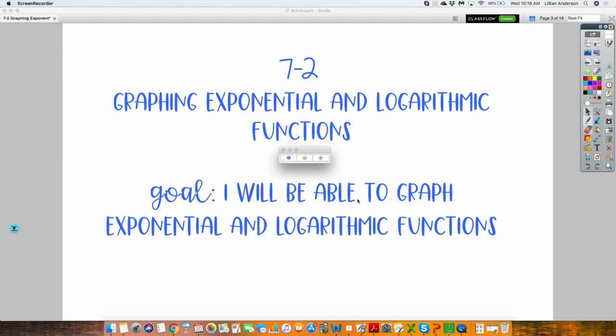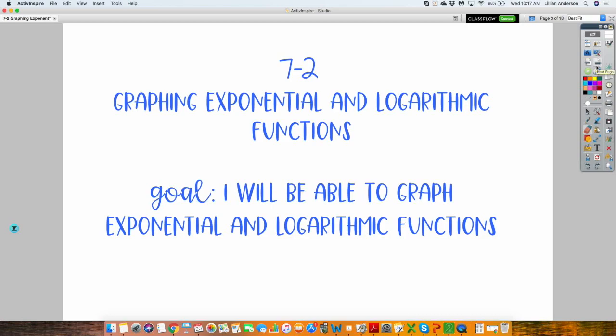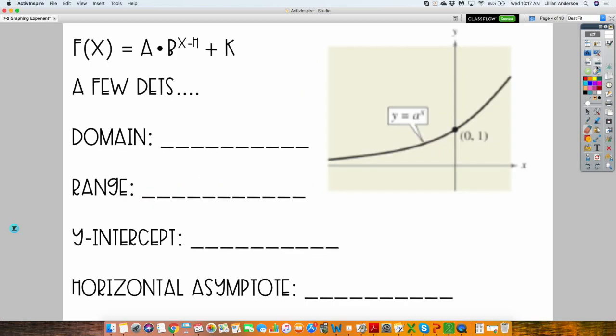Okay, a few basic pieces of information. This is not on your foldable, so this is just something that I want to make sure that we cover before we actually get to your foldable. Okay, this right here is the general expression for an exponential function: a times b to the x minus h plus k.